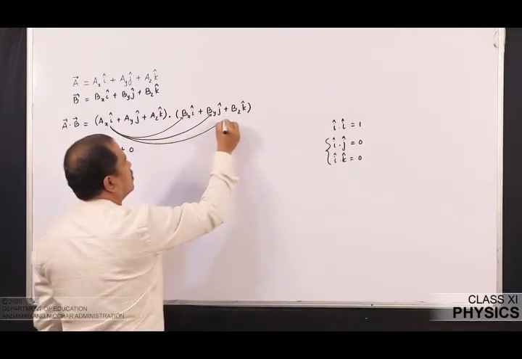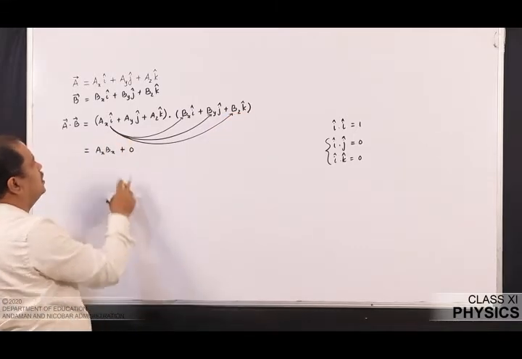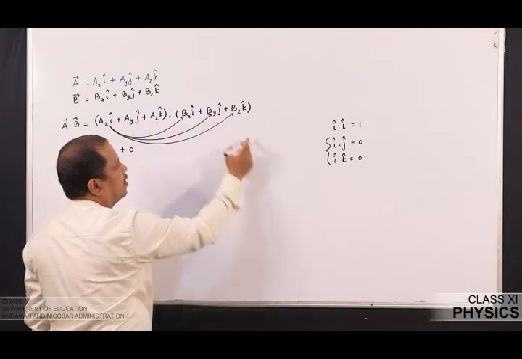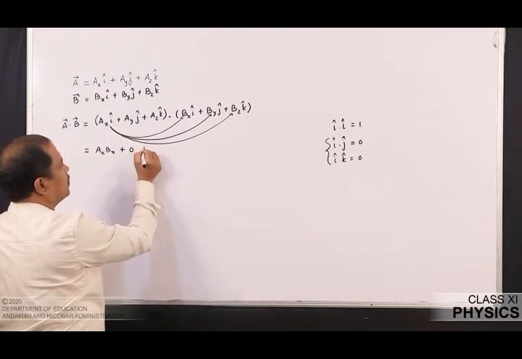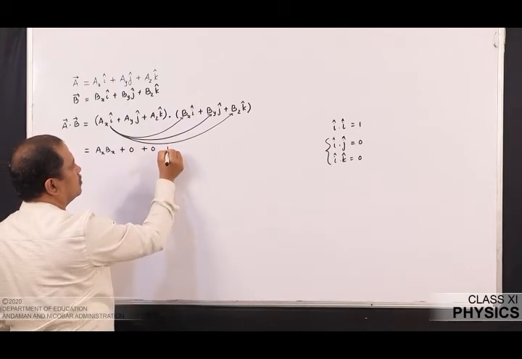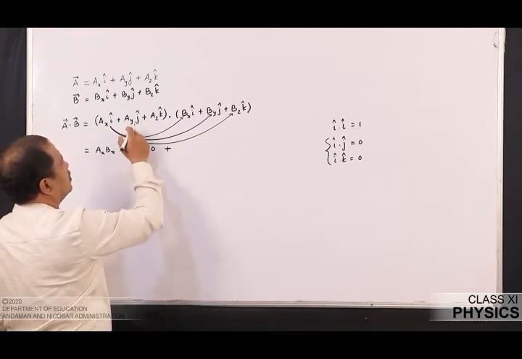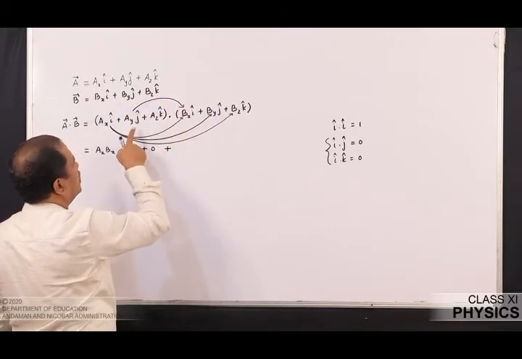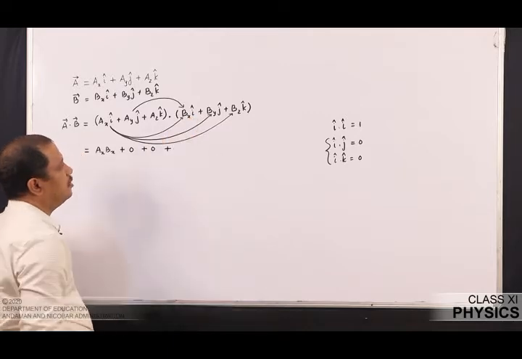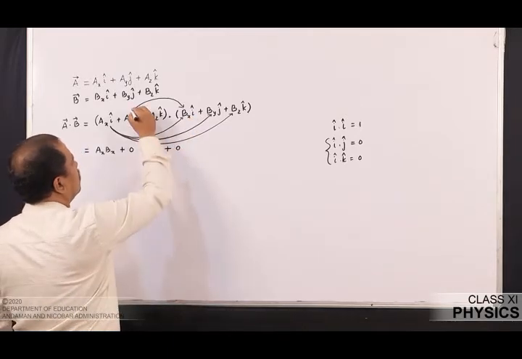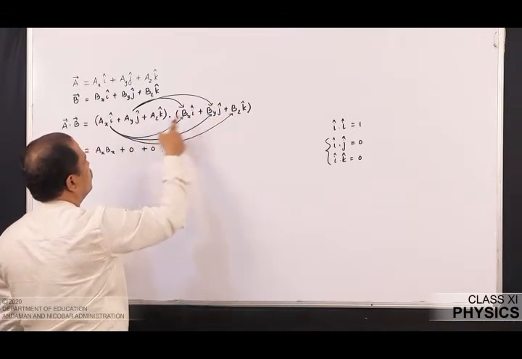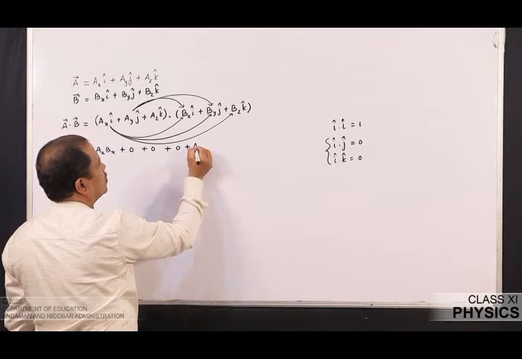Third, if I take this one, hopefully you are grasping it, Ax Bz i dot k. i dot k is going to be 0 once again. So therefore 0, plus. Next I am going to take the second term. Second term I am going to multiply with this one. I see that j dot i, both are dissimilar, so this is going to give me 0. Then if I take j dot j, it is going to be 1 for me. So this term survives. So this is Ay By.